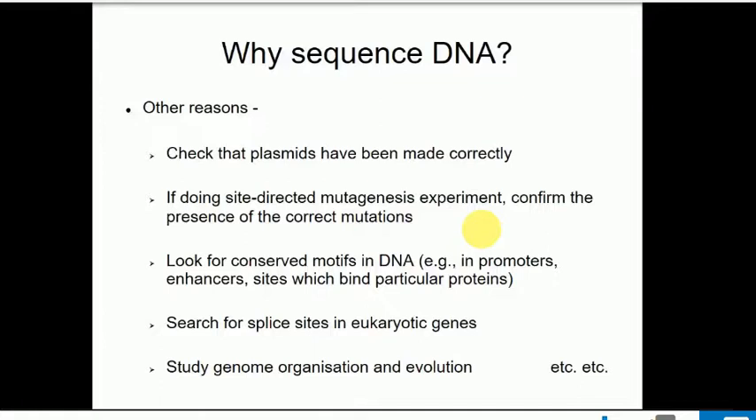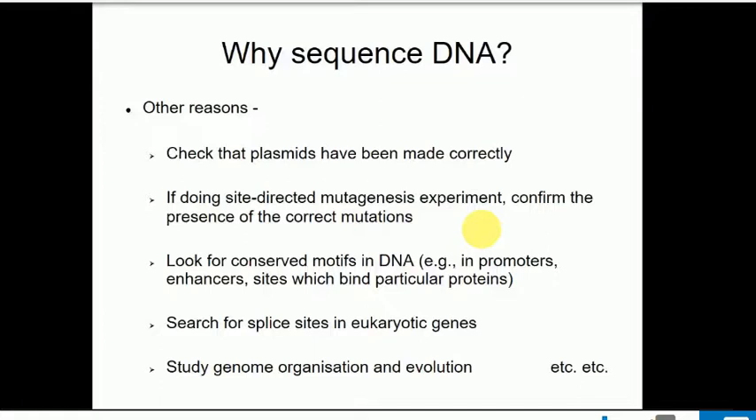If you're looking for conserved motifs, that is, regions like promoters that may be directing gene expression, or sites that are bound by particular proteins, enhancer regions, splice sites if you're looking at eukaryotic genes, the gene sequence is going to give you a good chance of finding those. And if we're talking about sequencing at the whole genome level, then you're going to be able to look at genome organization, comparing different organisms which are closely related by how their genomes are organized, looking at the evolution of one to the other.